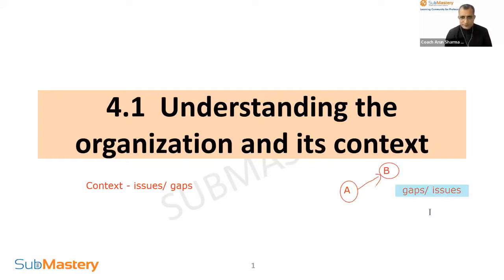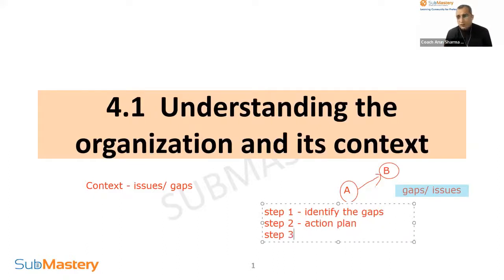Will step number one be good enough? No, step number one will not be good enough. Step number one is to identify the gaps, wherever you want to go. What is step number two? You'll make an action plan, because if you don't make an action plan, how are you going to achieve that? Step number three: is the action plan good enough? No, the action plan is not good enough.